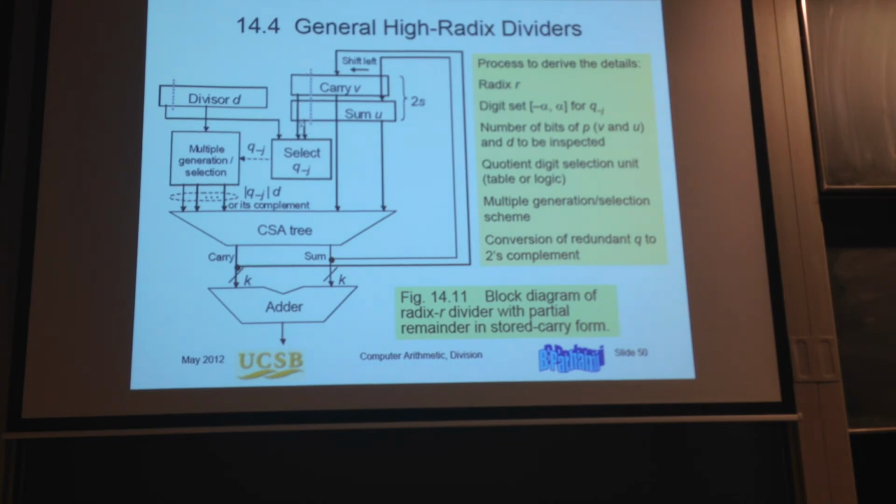I inspect here a number of bits from carry and sum, and from the divisor now, which we didn't have before. In this logic, which is most likely a lookup table, I will process those bits from here and those bits from here and make the choice for Q.